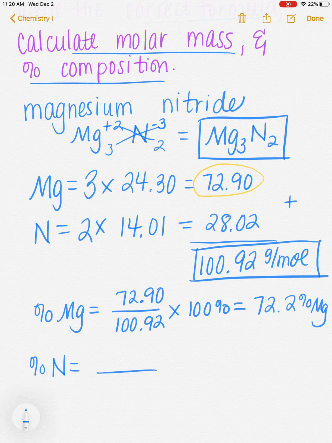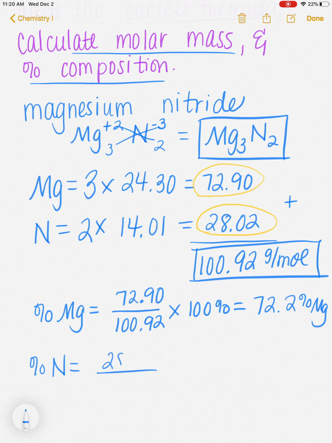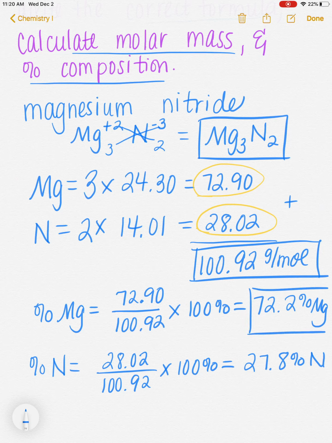All right, we must also determine what percentage of this compound is nitrogen. So I need to look and see what's the total mass of nitrogen in this compound. It's 28.02 according to our work shown above. We divide by the total mass of the compound, multiply by 100%, and when you plug that into your calculator, you should get roughly 27.8% nitrogen. And those are our answers.